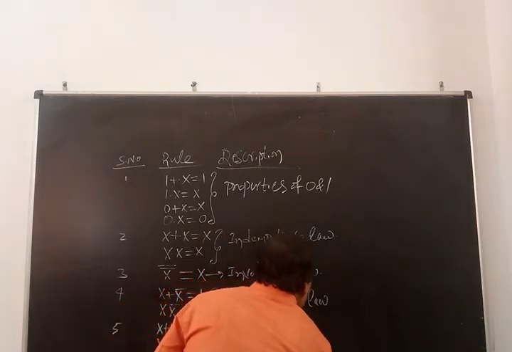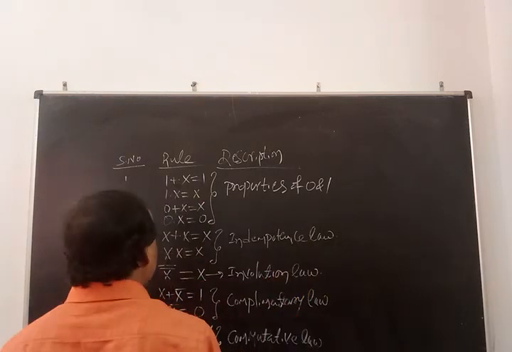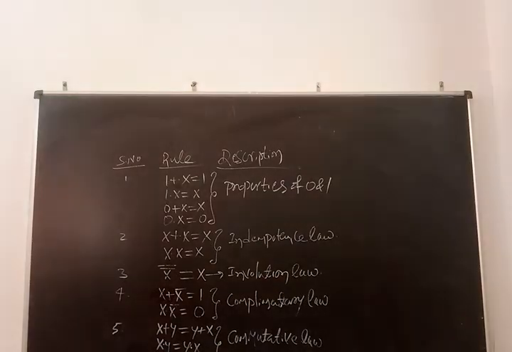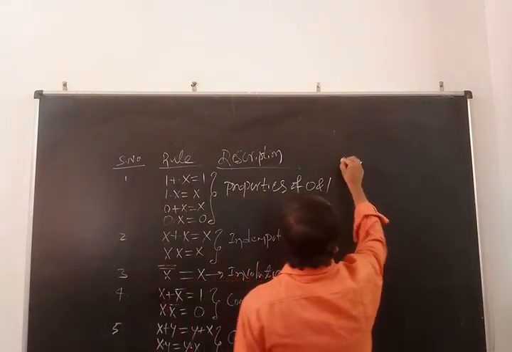Commutative law. And next one, so see here, we discussed 5 laws here: properties of 0 and 1, idempotency law, involution law, complementary law, commutative law. Next one is sixth one, associative law.